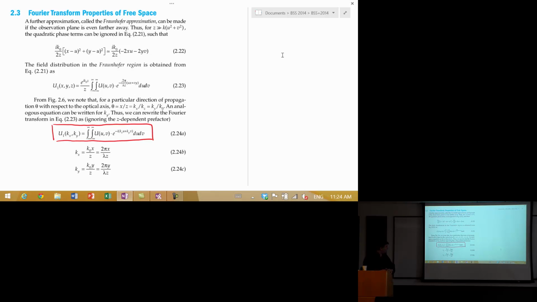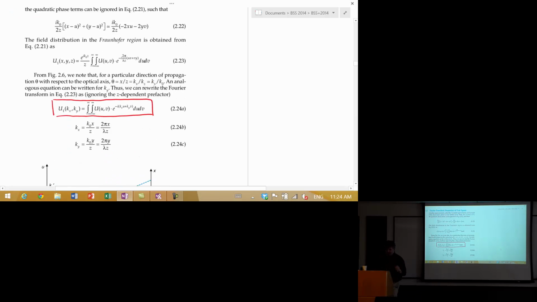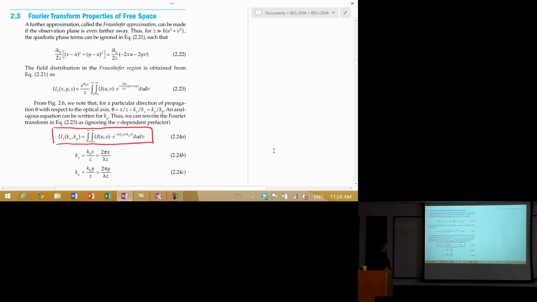Okay, let's do the Fraunhofer approximation, and then we take a break. It'll be a short break. If you go even farther from the source, in other words, if you look at angles that are even smaller, you can do an extra approximation.